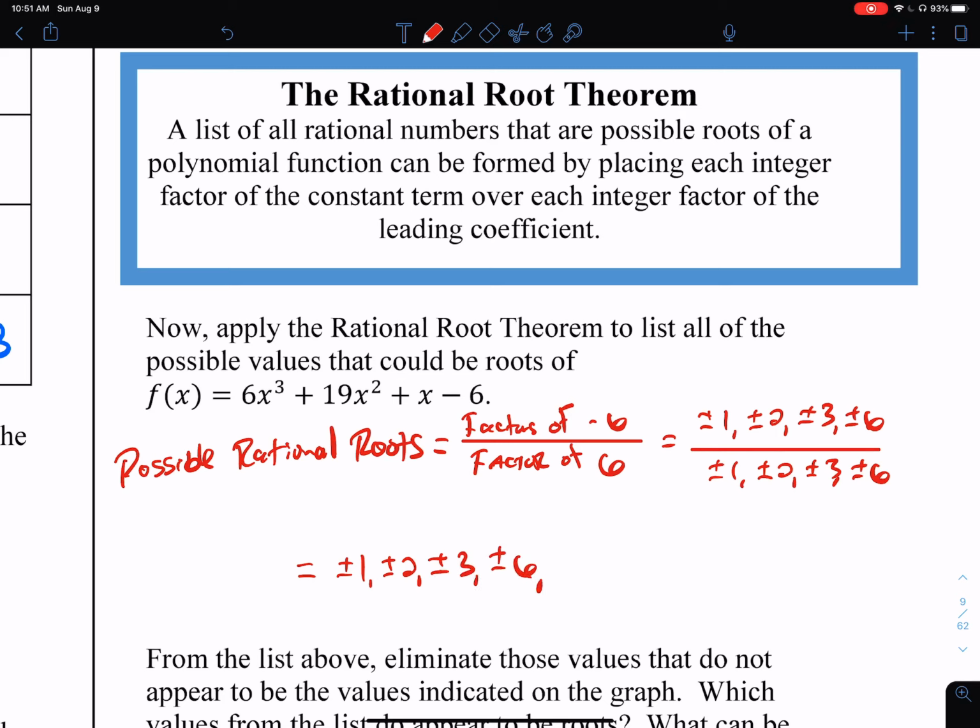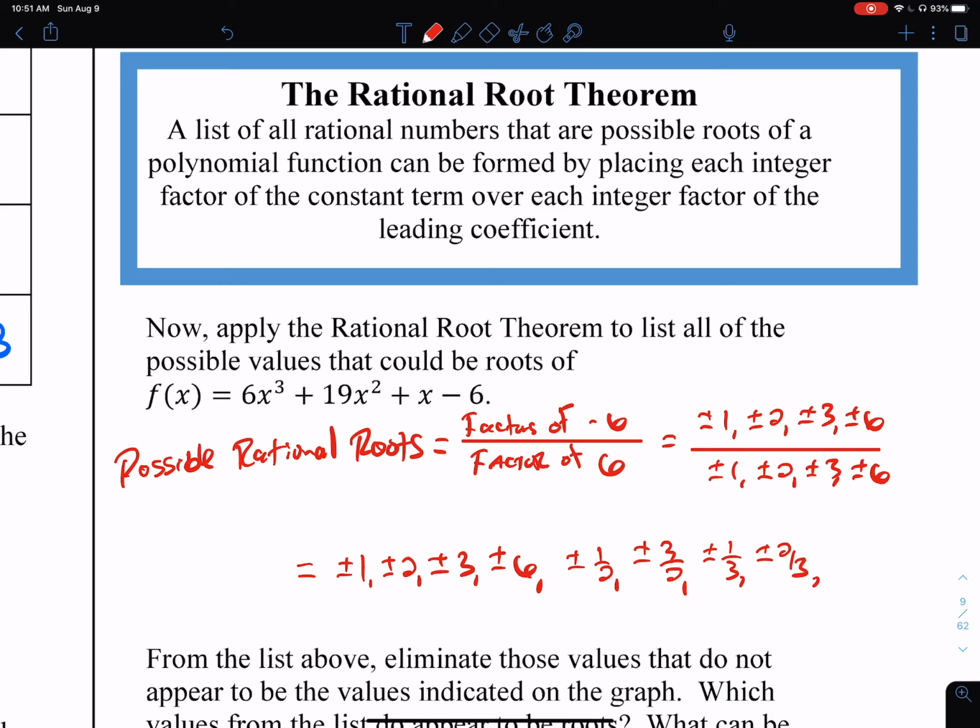If we divide them each by 2, avoiding repeats, we got 1 divided by 2, which is a half. 2 divided by 2 is 1, I already have it. 3 divided by 2, 6 divided by 2 is 3, we already have it. Now I'm going to take each of the top numbers and divide them by 3. Got plus or minus a third, plus or minus 2/3. 3 divided by 3 is 1, we already have it. 6 divided by 3 is 2, we already have it.